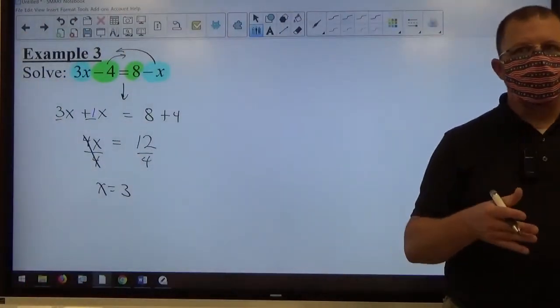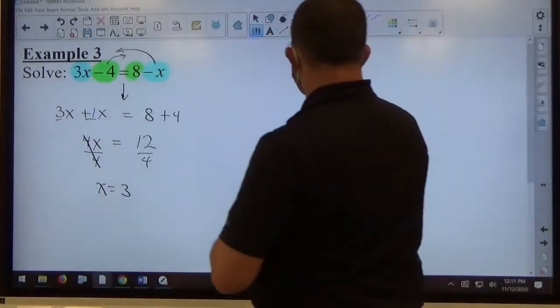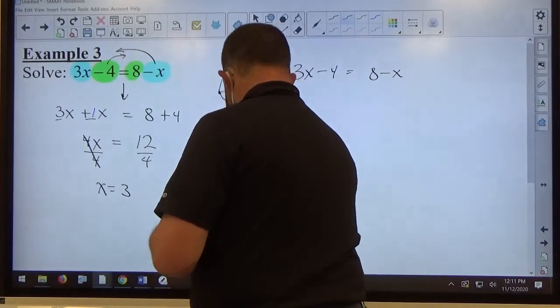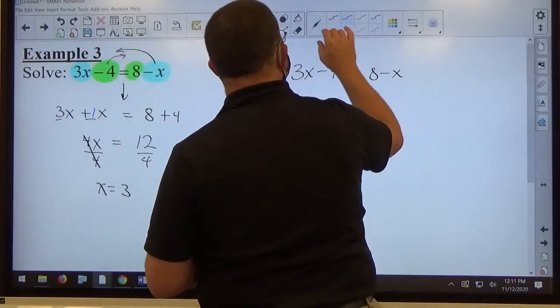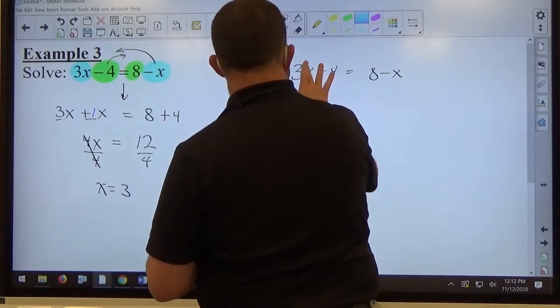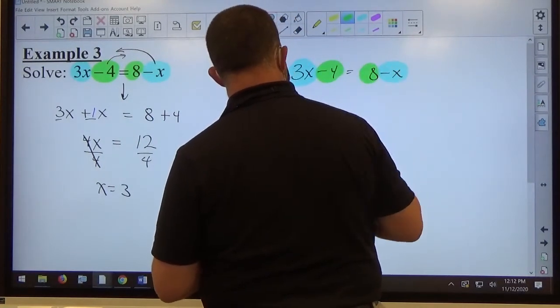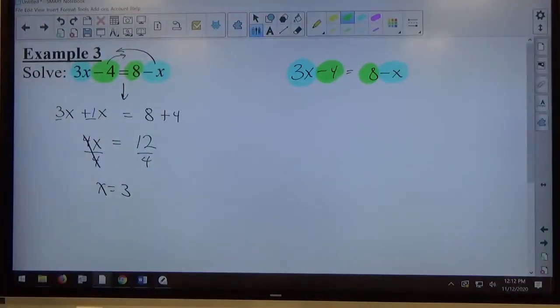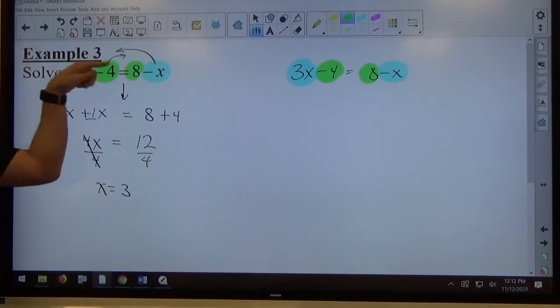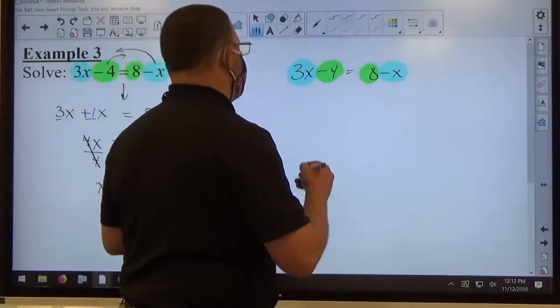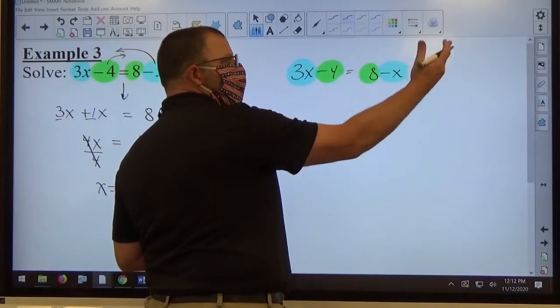Now, real quick, I'm going to go back to the original problem over here. 3x minus 4 equals 8 minus x. Re-highlight things. So 3x and negative x are x objects, and negative 4 and 8 are number objects. Suppose in that first decision I made, when I said I want x on the left-hand side and I want numbers on the right-hand side, suppose I had decided differently. In other words, suppose I said, let's move every x to the right, every number to the left.